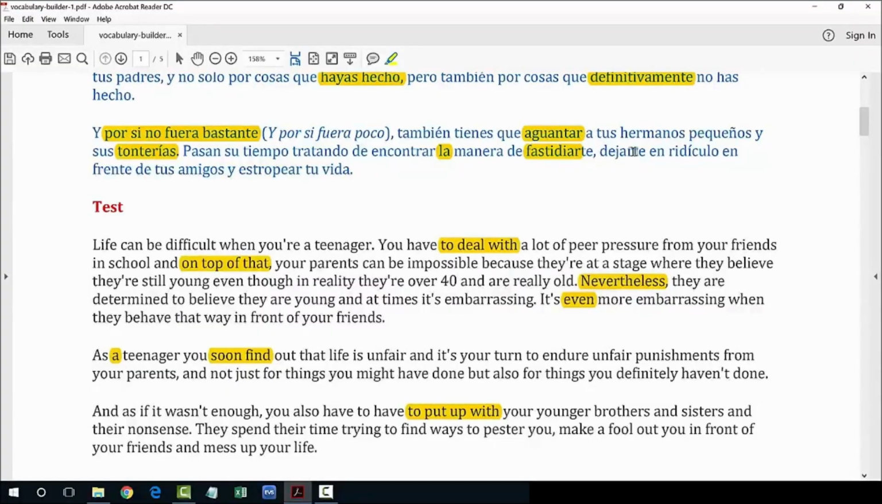Finally, we have dejarte en ridículo. So this means to make a fool of you, to leave you in ridicule. Dejarte en ridículo en frente de tus amigos. So in front of your friends. And this verb is nice. Estropear. This means to mess up. You can see it down here. And mess up your life. Y estropear tu vida.